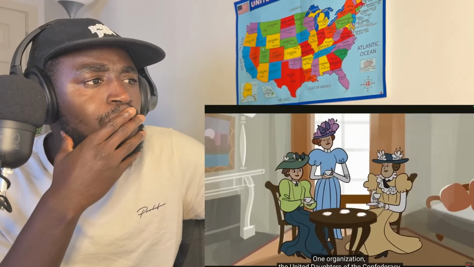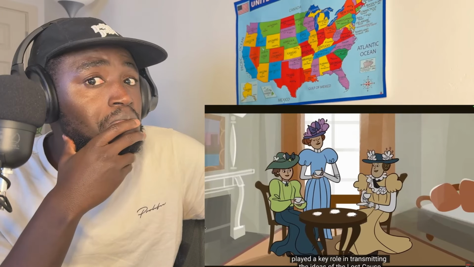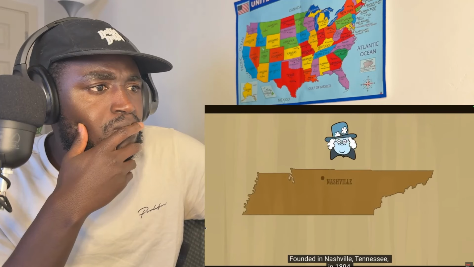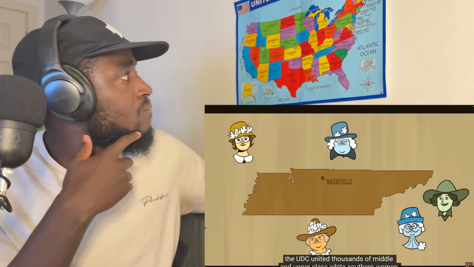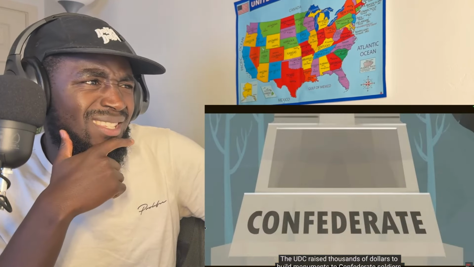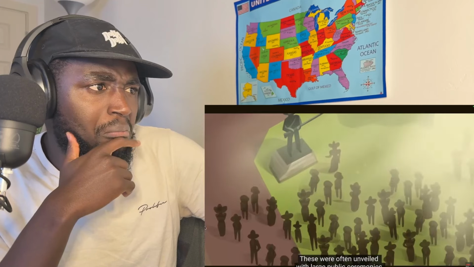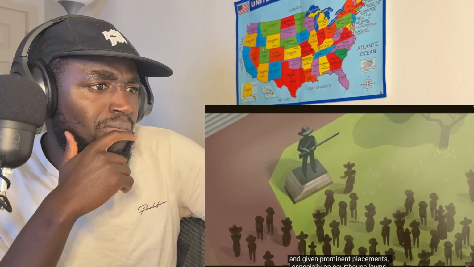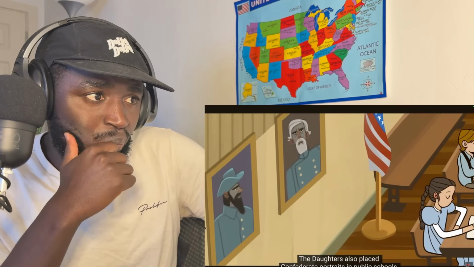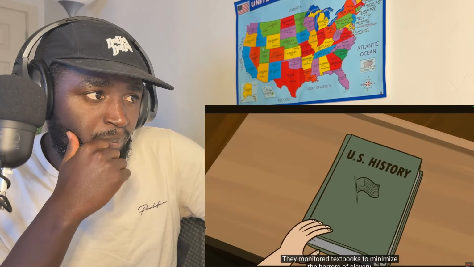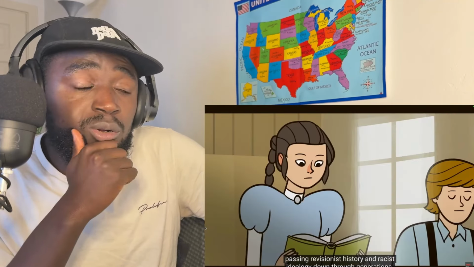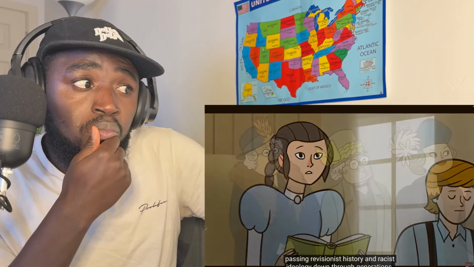One organization, the United Daughters of the Confederacy, played a key role in transmitting the ideas of the lost cause to future generations. Founded in Nashville, Tennessee in 1894, the UDC united thousands of middle and upper-class white Southern women. The UDC raised thousands of dollars to build monuments to Confederate soldiers. These were often unveiled with large public ceremonies and given prominent placements, especially on courthouse lawns. The Daughters also placed Confederate portraits in public schools. They monitored textbooks to minimize the horrors of slavery and its significance in the Civil War, passing revisionist history and racist ideology down through generations.